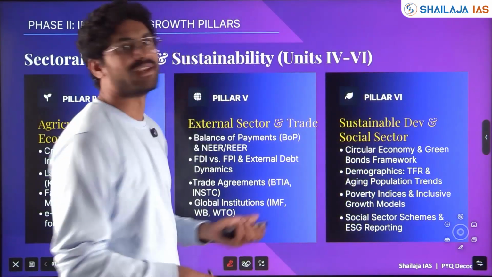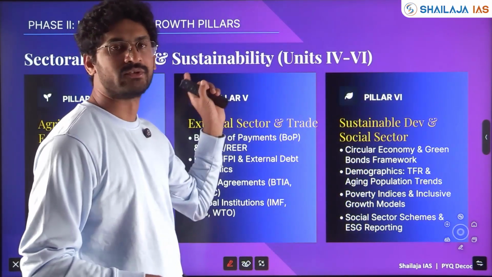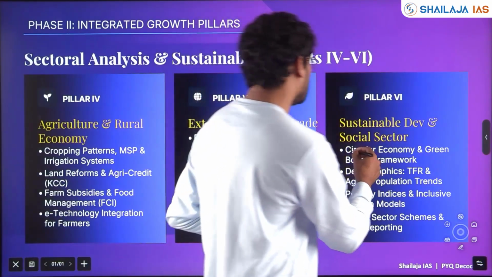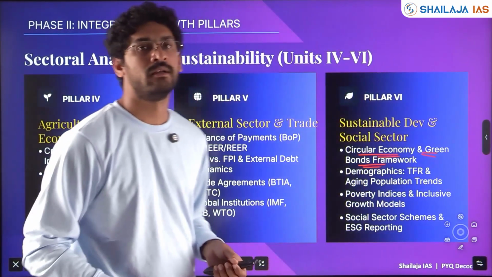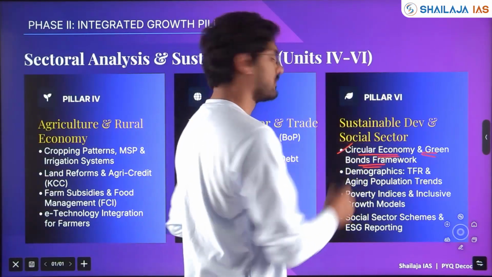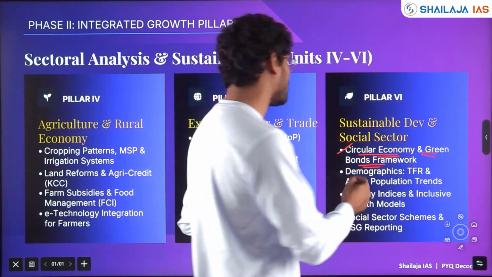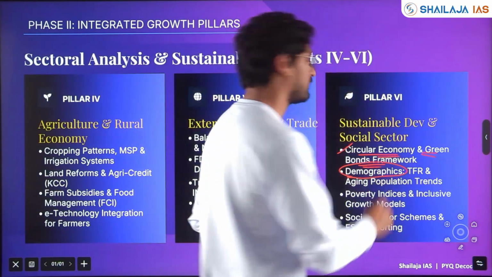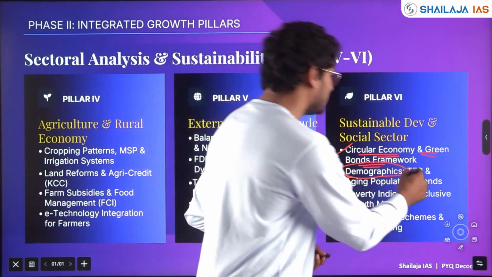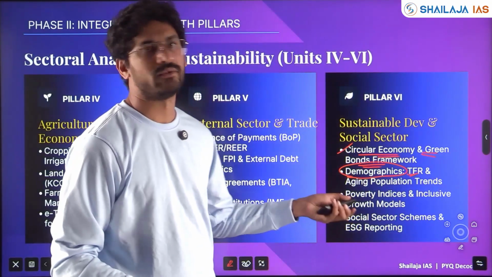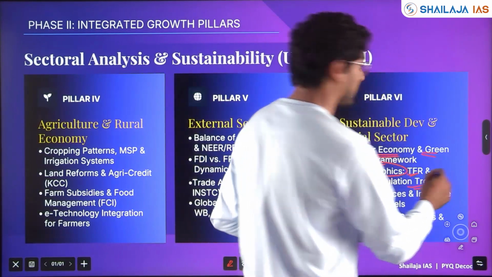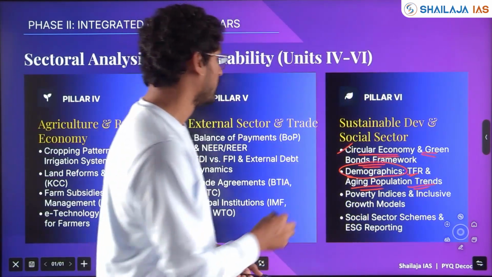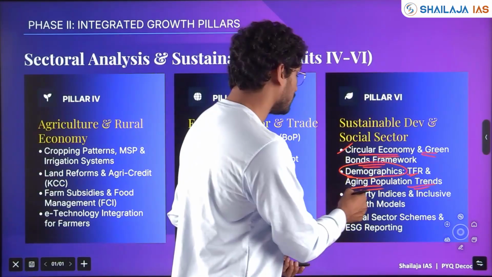Next you have sustainable development and social sector, which we discussed in the syllabus point also. Here circular economy, green bond, their framework, all this will be important. The solar energy, renewable energies as a total, and demographics. Okay, questions have been coming from direct definitions. What is TFR was asked in 2024. Aging population, their trends, okay. Malthusian economy, okay, all this will be important.